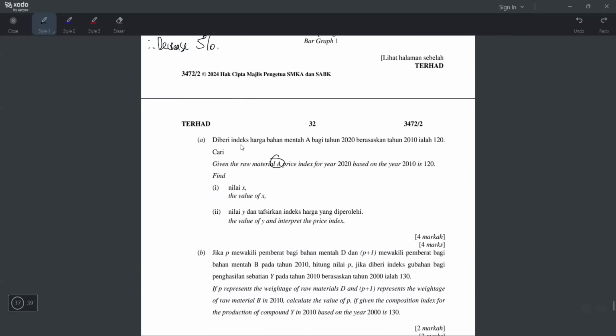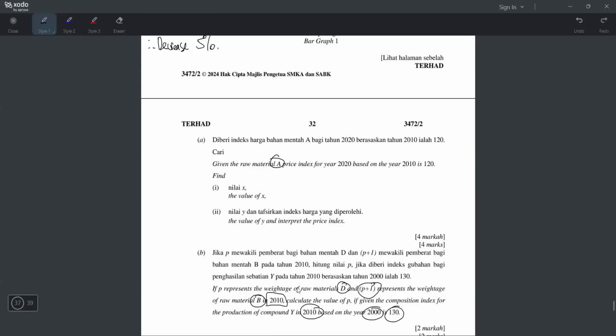Okay, so B, let's read. If P represents the weightage of raw material D, and P plus 1 represents the weightage of raw. Oh, I think this one is the one yang you remember just now they say it's not complete, right? The weightage. So I think this information is for us to find the not complete punya weightage lah. Okay, P represents weightage of raw material D, and P plus 1 represents weightage of raw material B in 2010. Calculate the value of P if given composite index for production Y in 2010 based on 2000 is 130.